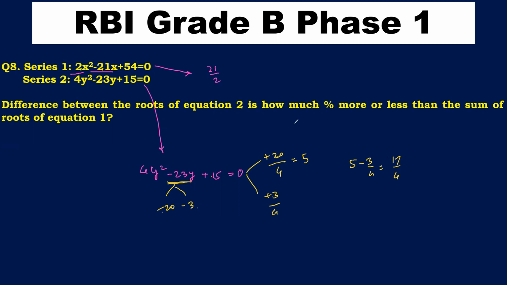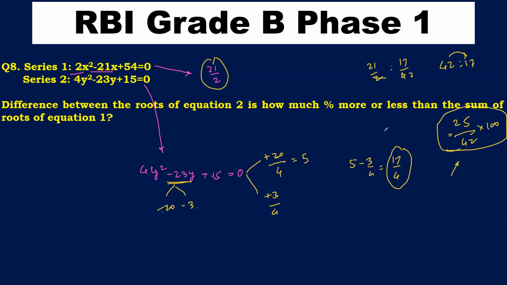So they're asking this difference is what percent more or less than this sum. So 21 by 2, 17 by 4. If you take the ratio, that will be 42 is to 17. So 17 is what percent less than 42? So it is 25 less as compared to 42. It is what percent? So you can solve this part here. Options couldn't be noted, but you could solve it.